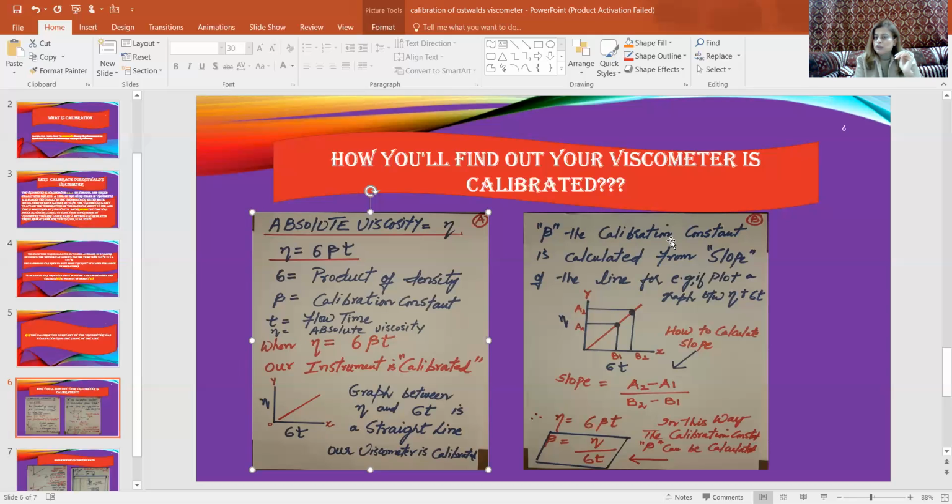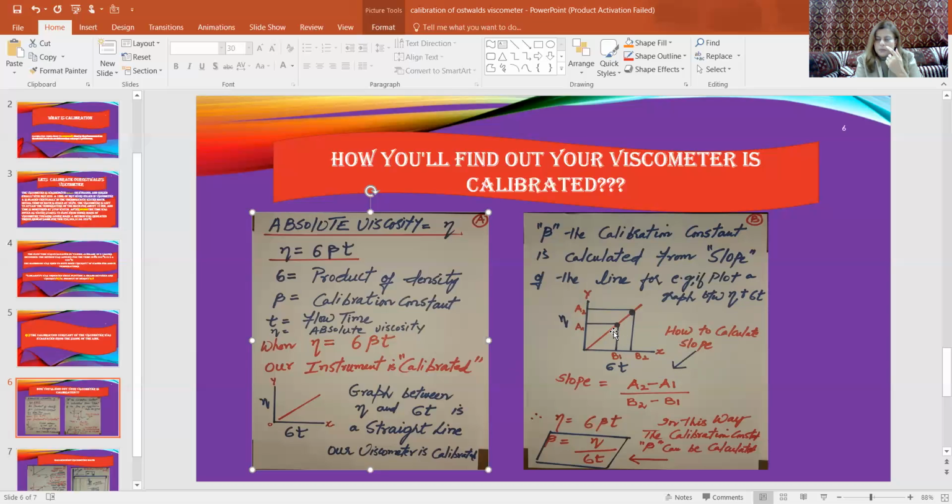Now beta is the calibration constant. We know it's calculated from the slope of the line. I mentioned it earlier, that beta will be calculated from the slope of the line. For example, if you plot a graph between eta, that is absolute viscosity, and rho t, now you are going to calculate the slope. How to calculate slope? I have directed it here also with an arrow.